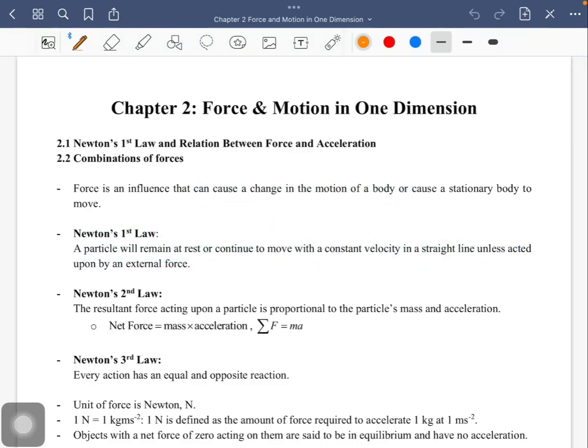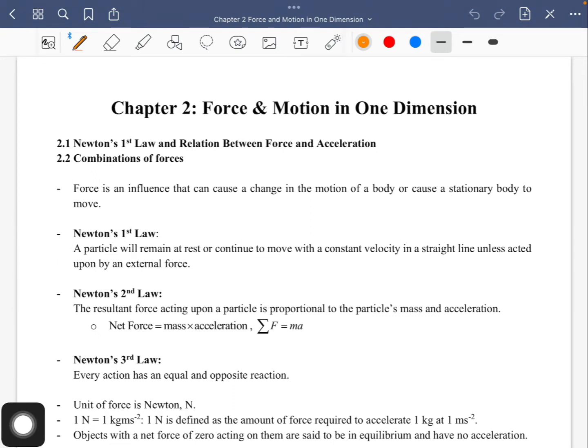Hello everyone. In this video we're going to discuss chapter 2, where we have force and motion in one dimension. For the first week of this chapter we're going to discuss 2.1 and 2.2. I combined these two together so that we can see the overall relationship between force and motion.